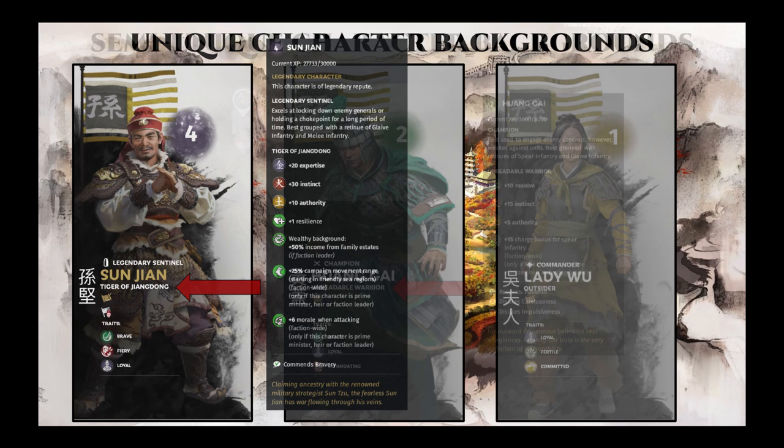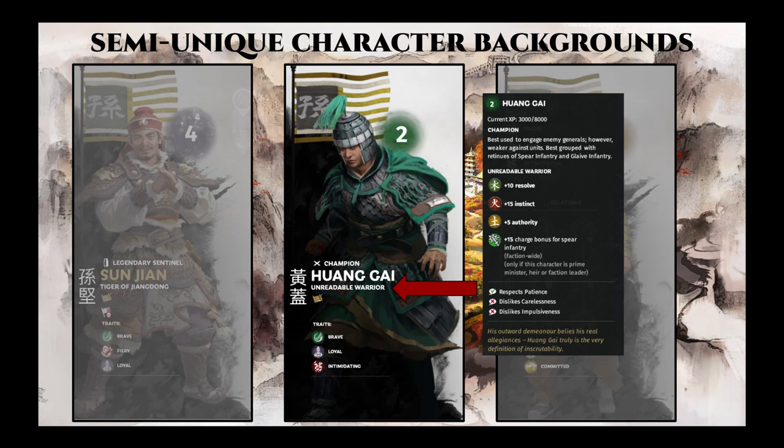Next, we have Huang Gai, who is what I will be calling a semi-unique character in the game. Semi-unique characters are characters with a unique background, but a generic character model and portrait. Huang Gai here looks like every other champion in the game, but we can see that his background is the unreadable warrior. This is a unique background that only belongs to him, and gives him 10 points of resolve, 15 points of instinct, and 5 points in authority, for a total of 30 points of stats.